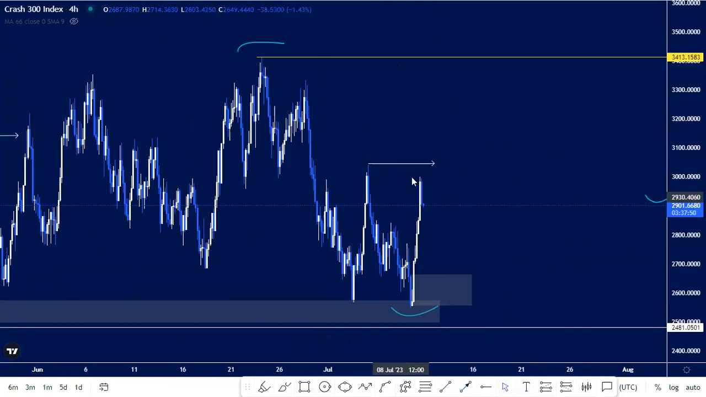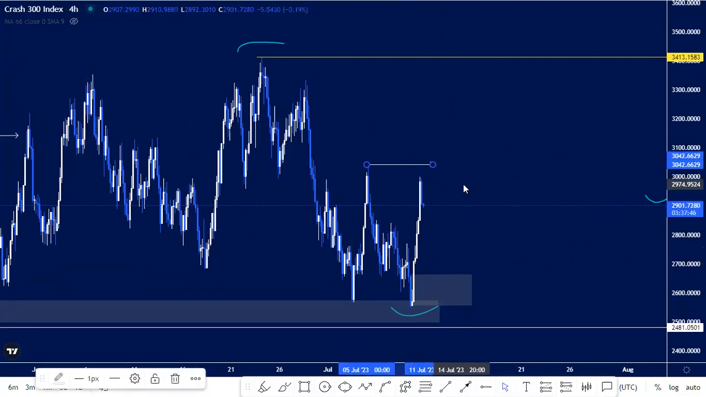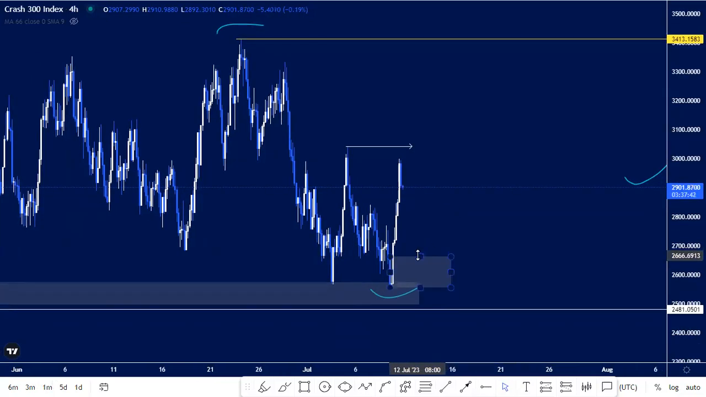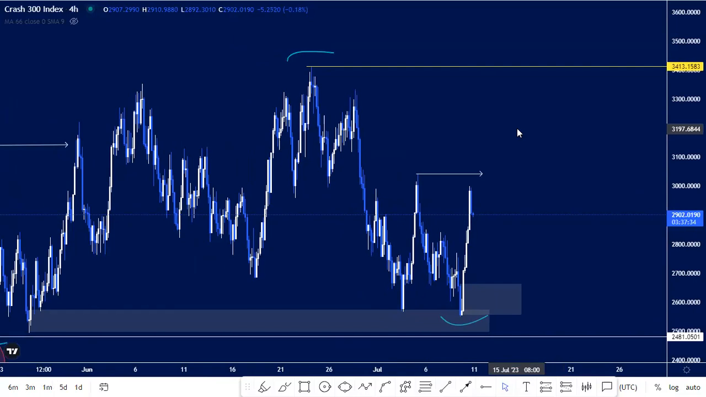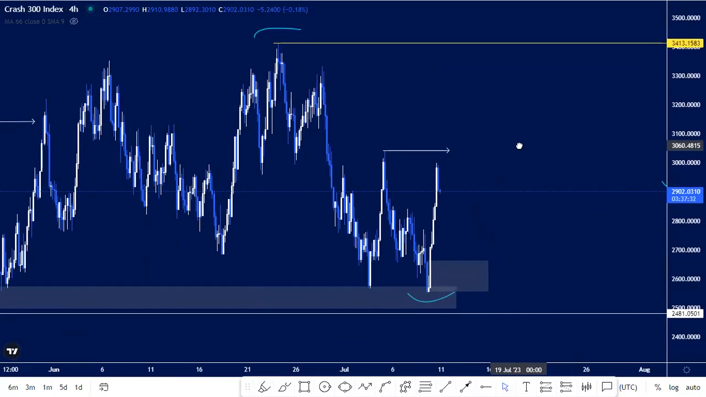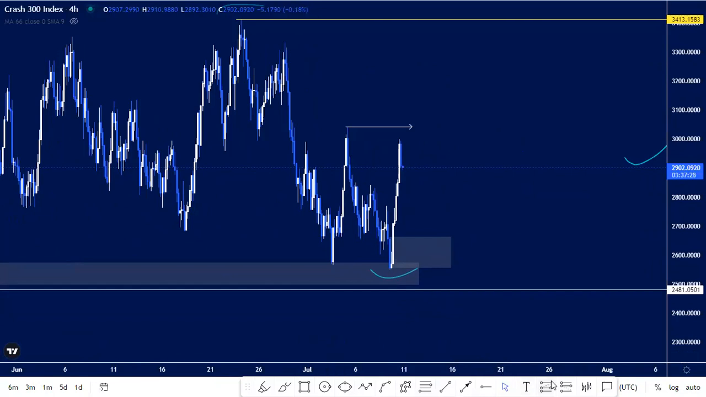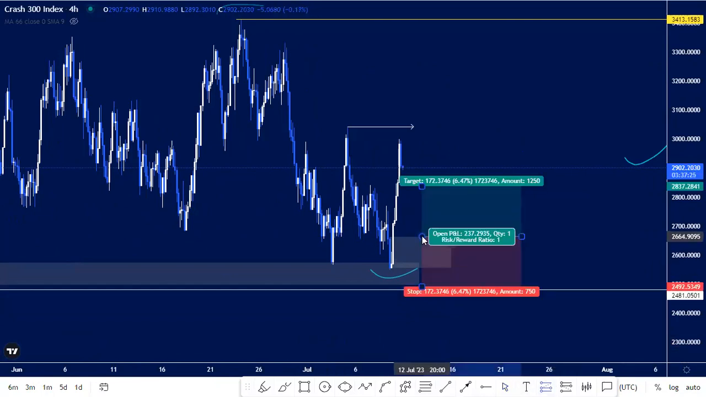Either it comes and breaks there before reversing back into the demand, or it reverses back into the demand, then goes up. Whichever way, so long as we come back into this demand, I'm expecting to take buys from there. That's a high probability entry point that someone can place some pending orders just here.